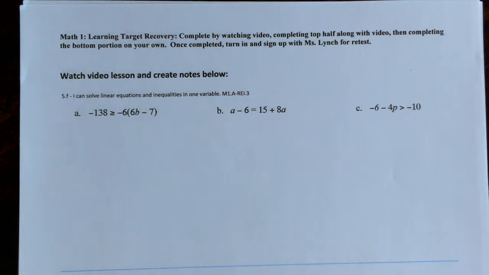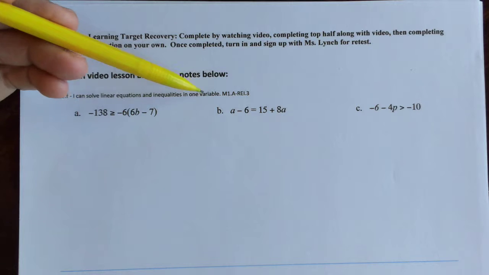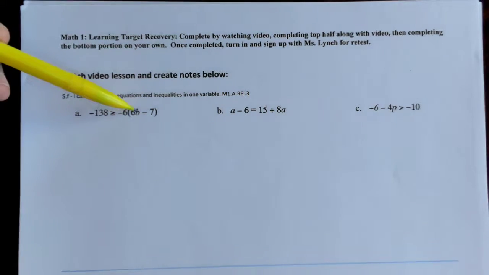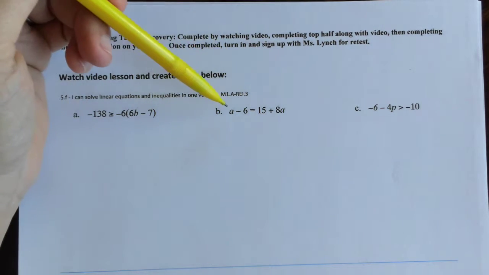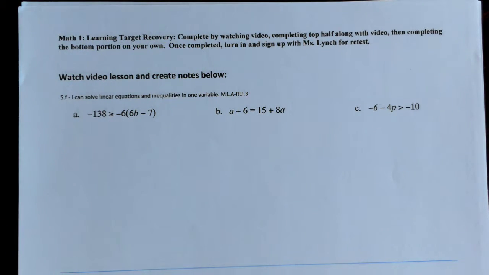So the goal of this learning target says I can solve linear equations and inequalities in one variable. The one variable is meaning that there's only one variable. You're not seeing two different types of variables that you've got to solve for. Like in this one, they're both a's, so that those can combine and become one variable there.